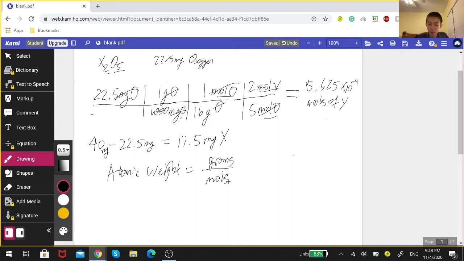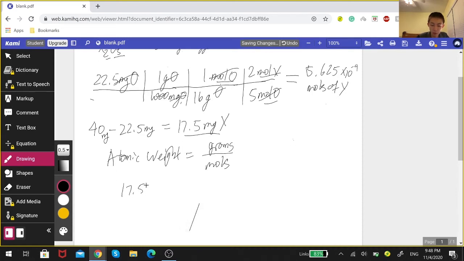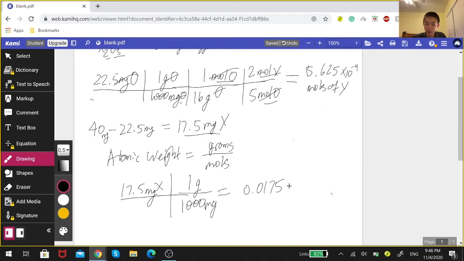But over here we have milligrams. So first we're going to have to convert that into grams. 17.5 milligrams of X. 1 gram has 1,000 milligrams. So this will be 17.5 divided by 1,000, which is 0.0175 grams of X.